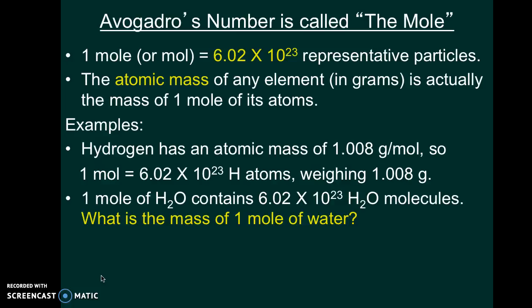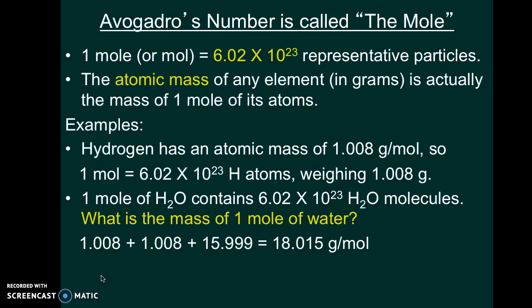1 mole of water contains 6.02 times 10 to the 23rd water molecules. What is the mass of 1 mole of water? Well, we'd have to add 1.008 plus 1.008, which is the atomic mass of hydrogen, and 1 atomic mass of oxygen, which is 15.999, which is equal to 18.015 grams per mole.